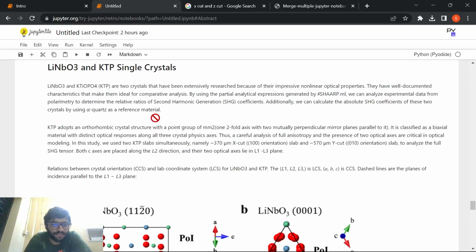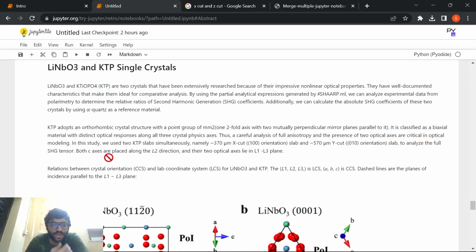KTP adopts an orthorhombic crystal structure with a point group of mm2, which is 1, 2 for the two-fold axis, usually perpendicular mirror planes parallel to it. It is classified as a biaxial material with distinct optical responses along all three crystal physics axes. Thus, a careful analysis of full anisotropy and the presence of two optical axes are critical in optical modeling.